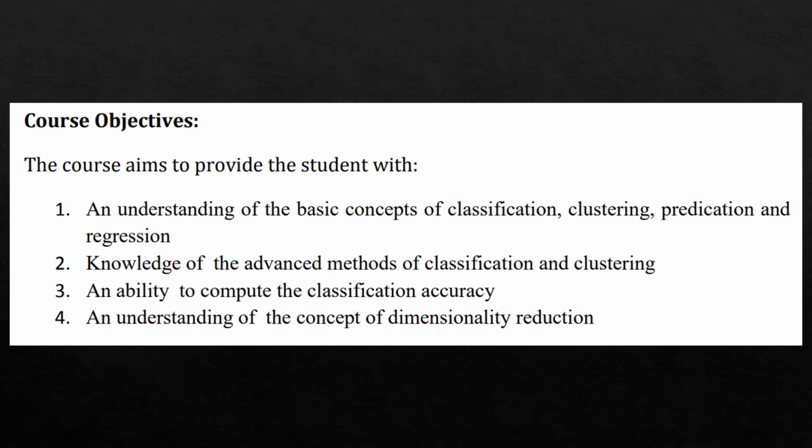There are four course objectives. The course aims to provide the students with an understanding of the basic concepts of classification, clustering, prediction, and regression. The second course objective is to provide the student with knowledge of the advanced methods of classification and clustering. The third one, to provide the student with an ability to compute the classification accuracy. And the fourth objective is to provide the student with an understanding of the concepts of dimensionality reduction.